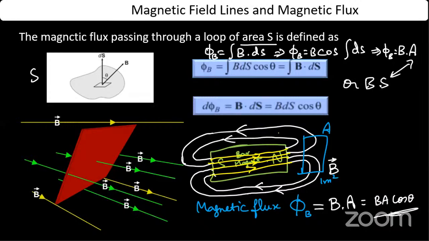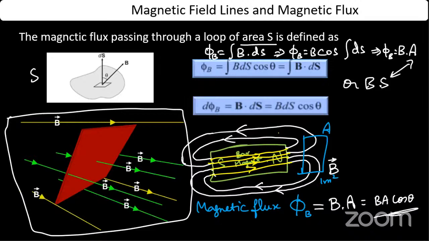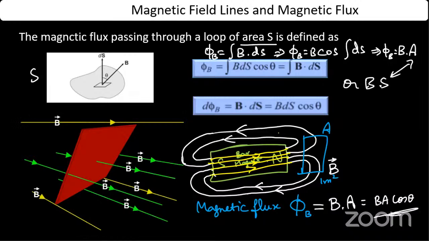I hope we had seen this diagram previously, right? I hope everyone remembers this. So this shows the factors on which the magnetic flux depends. Hope everyone remembers that.